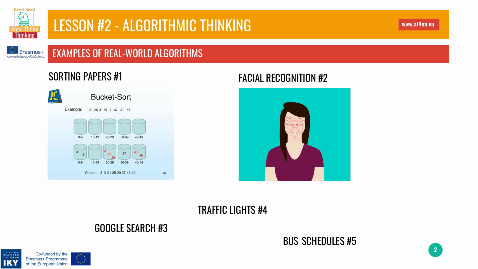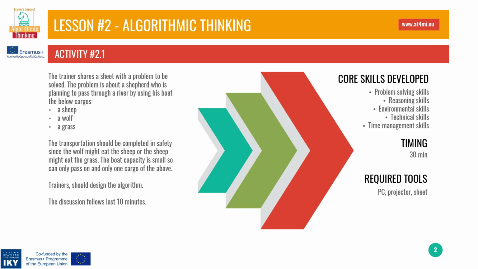Lesson activity. The trainer shares a sheet with a problem to be solved. The problem is about a shepherd who is planning to pass through a river by using his boat. The boat carries the following cargoes: a sheep, a wolf, and grass. The transportation should be completed safely, since the wolf might eat the sheep or the sheep might eat the grass. The boat capacity is small, so it can only carry one cargo at a time.